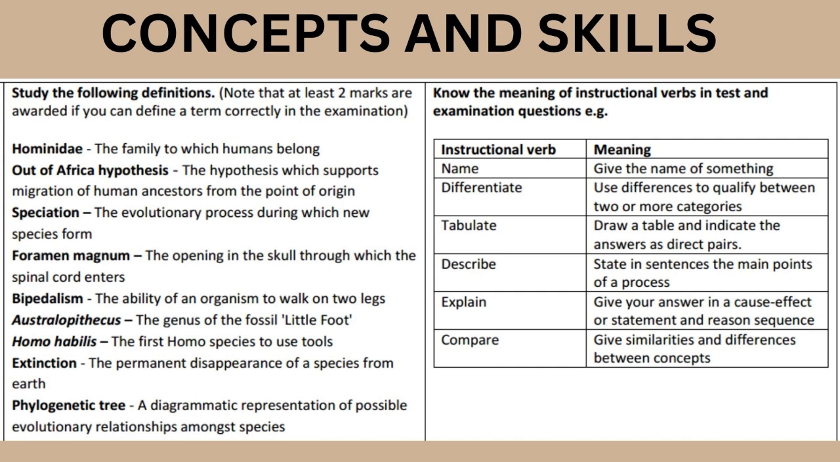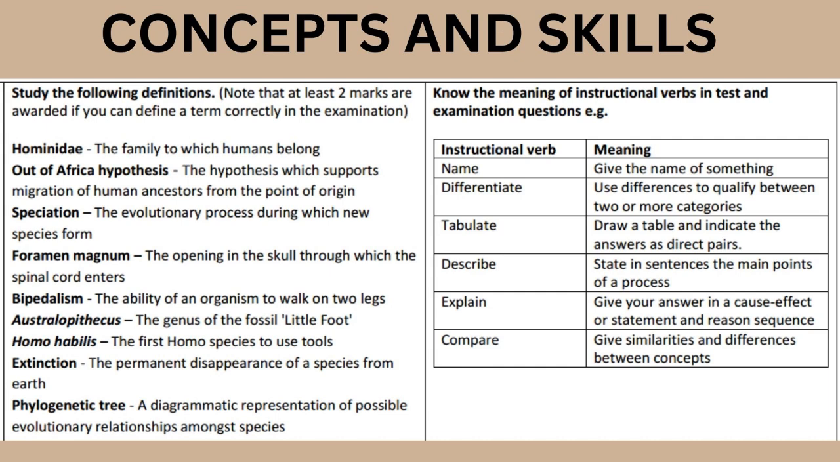Foramen magnum, the opening in the skull through which the spinal cord enters. Bipedalism, the ability of an organism to walk on 2 legs. Australopithecus, the genus of the fossil Little Foot. Homo habilis, the first Homo species to use tools. Extinction, the permanent disappearance of a species from Earth. Phylogenetic tree, a diagrammatic representation of possible evolutionary relationships among species.